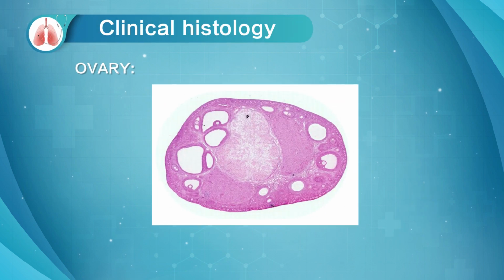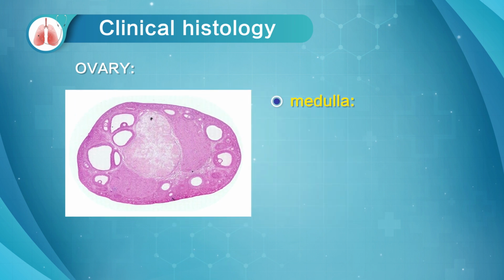This is the microscopic cross-section of the ovary at low power. The parenchyma of the ovary is divided into an outer cortex and the inner medulla. The medulla is composed of loose connective tissue.